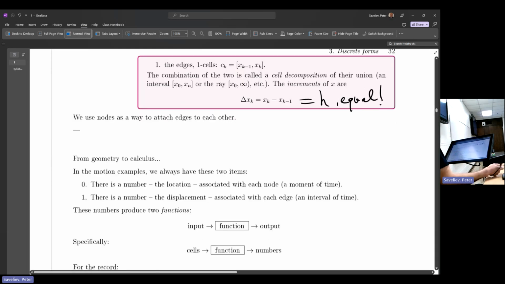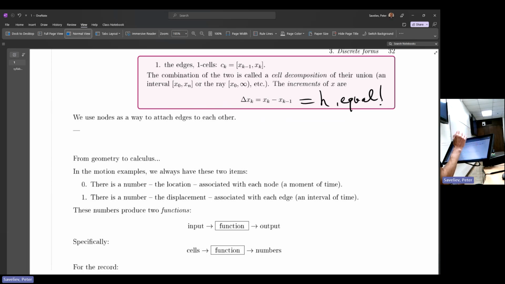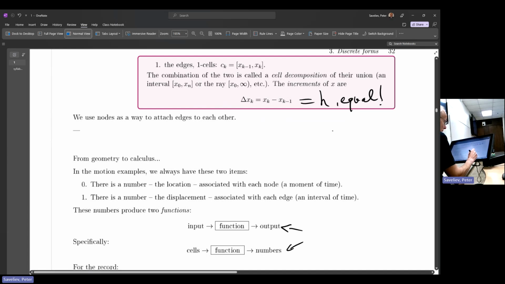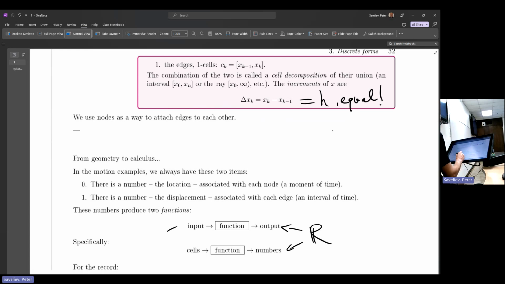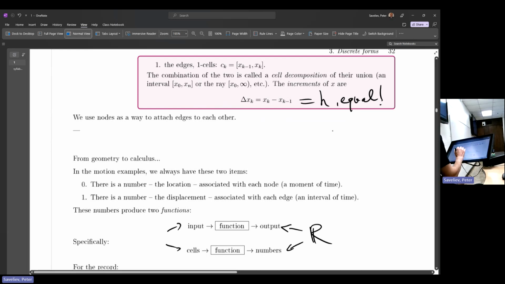Okay, so that creates two functions, and naturally it will go from inputs to outputs, even though both of them are numbers. They are taken from different collections of numbers. For example, over here it could be any real number. However, here it is not the case.